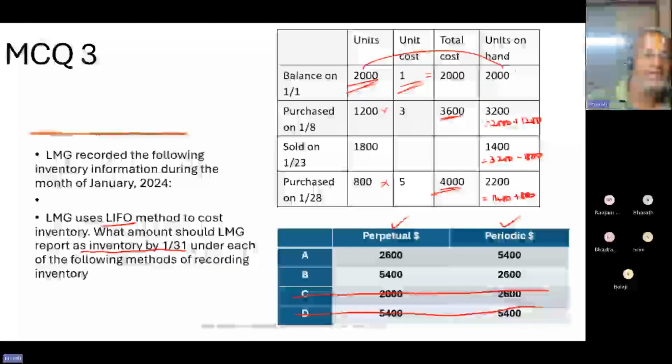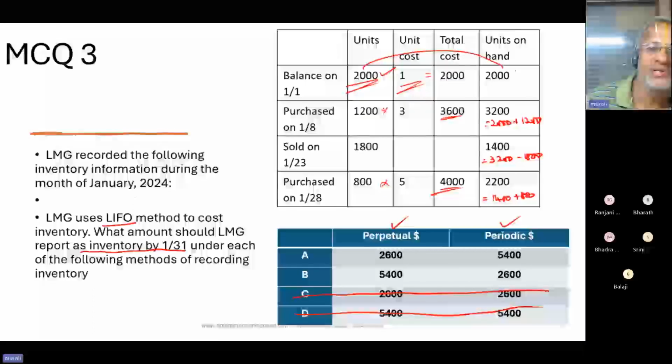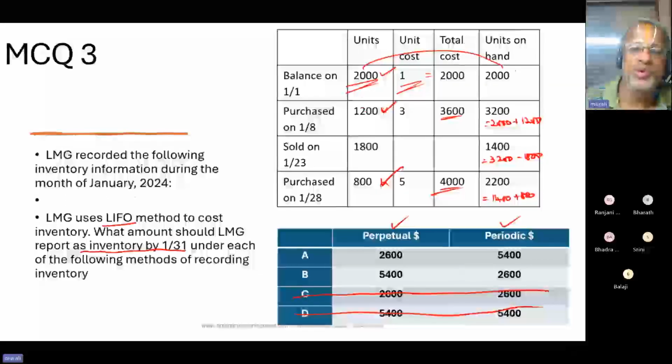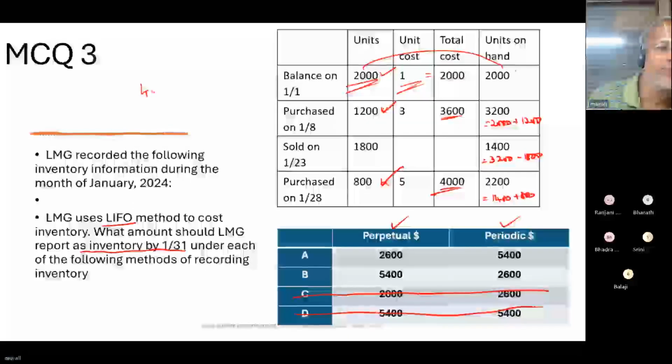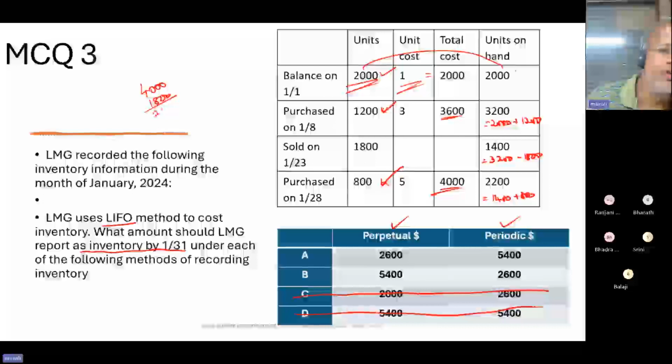Though I just said there is no rush for me to go, I can just work this out. If it were periodic, how do we take it up? I have opening, one purchase, another purchase. If I take it all, it comes to 3,200 and 4,000, and sold is 1,800. So 2,200, the earliest ones I should be getting.